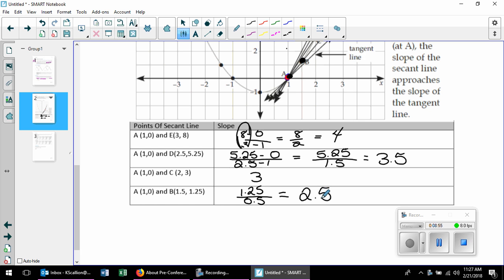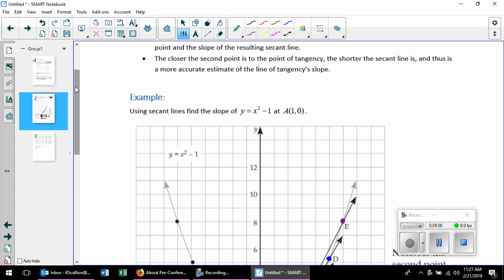So let's talk about that. So we're using secant lines. I'm just going to scroll up for a second. We're using secant lines to find the slope of this parabola, so a curve, at a very specific point. This is your point of tangency. So you're using estimation. With me on this? So what do you anticipate the slope to be?